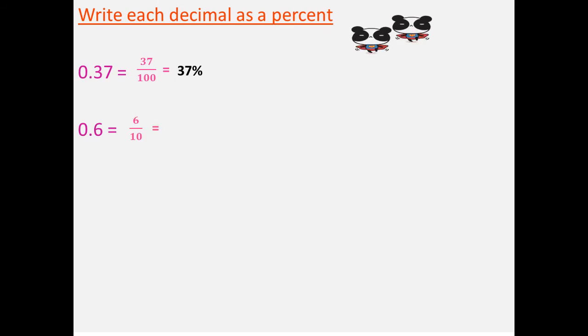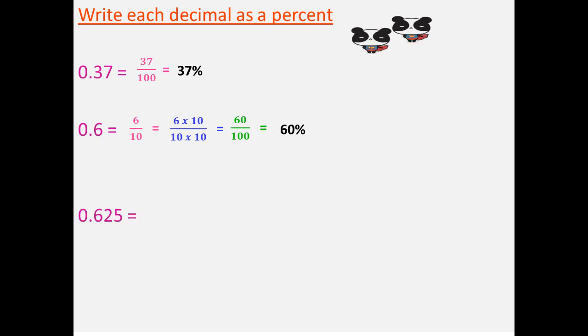Let's see together 0.6. As a fraction, it will be 6 over 10. But my denominator, or the number on the bottom, isn't 100. I have to make it 100. How? Multiplying by 10 up and down. 6 by 10 is 60. 10 by 10 is 100. Now I have a fraction whose denominator is 100. Now I can convert it into a percent. It will be 60%.